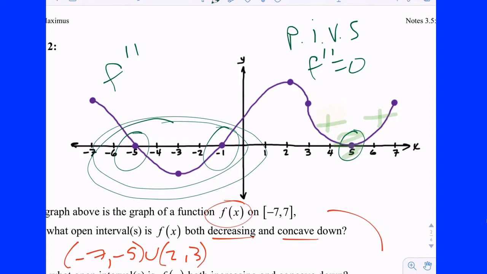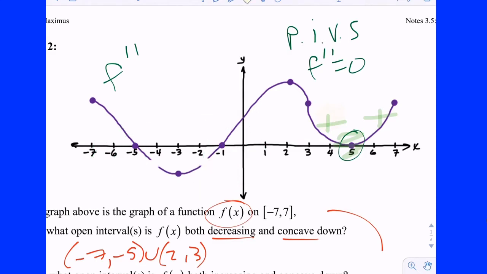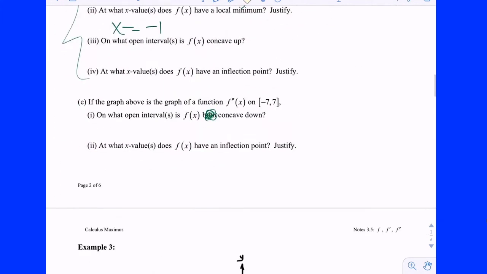And remember, if you had to justify, you would have to say how the sign changes. So it would require two sentences. Since f double prime changes from positive to negative at -5 and negative to positive at x equals -1. Okay, so if you understand that, you're in good shape. Same graph, reading it three different ways, okay, to get what we want.